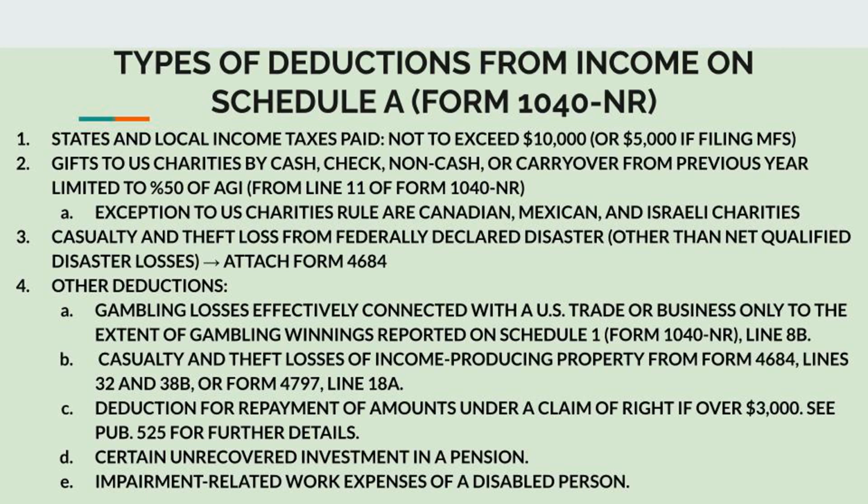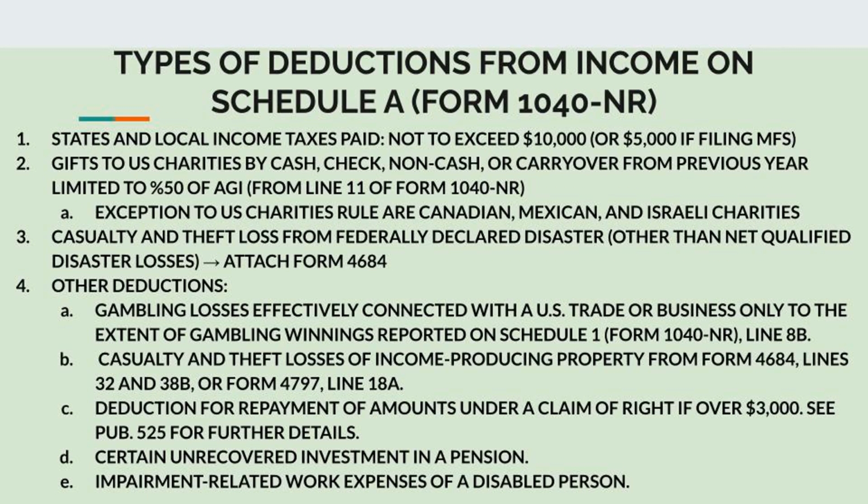The next one is the deduction for repayments of amounts under a claim of right if over $3,000. So say if you were disbursed income, basically you earned wages by mistake, and you were required to pay them back, and they were in excess of $3,000. You can go ahead and deduct the amount that you had to repay in excess of that $3,000 on your Schedule A. You can also refer to Publication 525 for further details. Certain unrecovered investments in a pension.